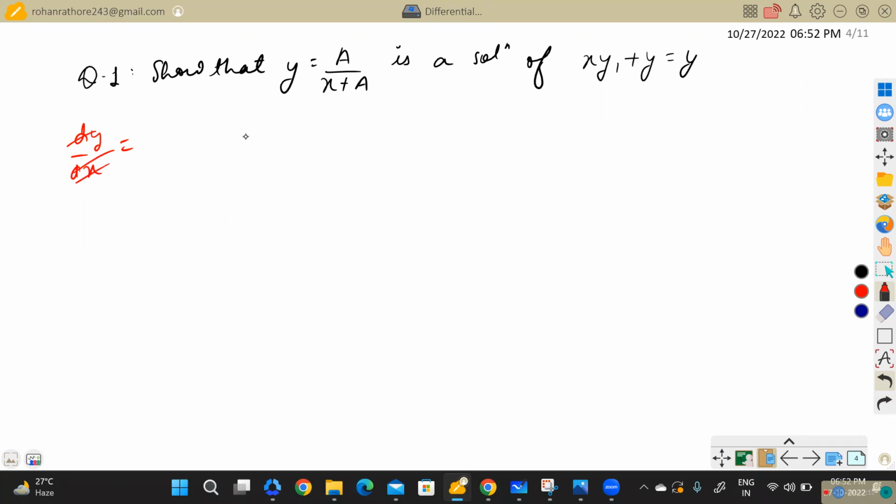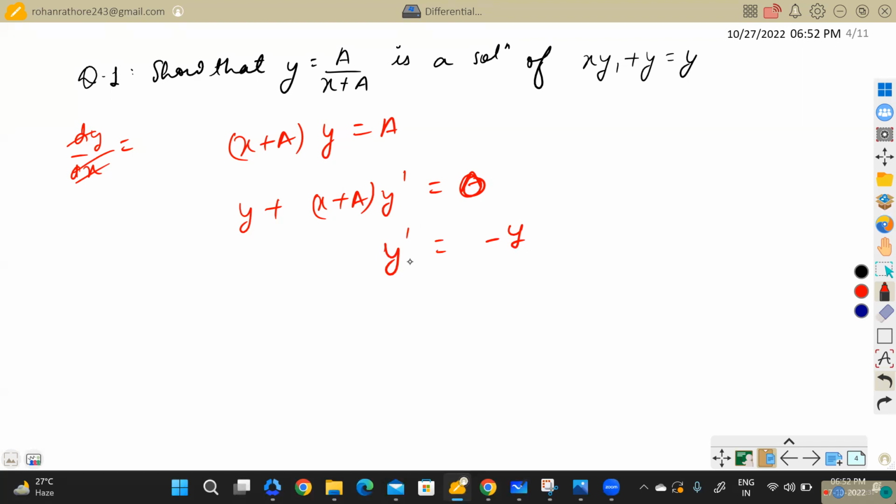Let's do this again. x plus a times y is a, and differentiating, y plus x plus a times y dash is 0, so this is 0, and y dash is minus y. We're going to solve for x plus a, and x plus a is minus y by y dash.